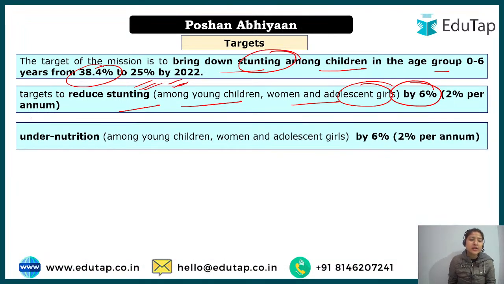And then we have undernutrition, meaning the nutrition requirement of a particular age group that is not being fulfilled, to be reduced by 6%. For that also we have the same target.